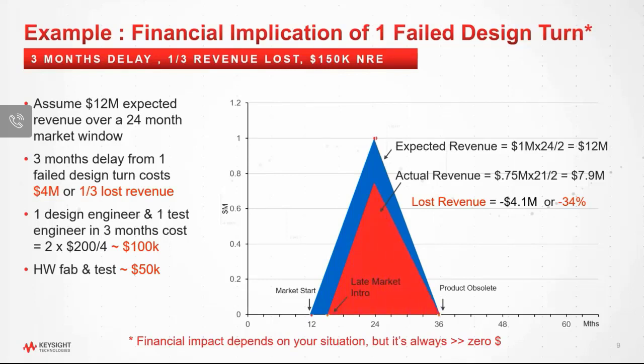The red triangle shows the effect of being 3 months late. The revenue ramps up to a peak and then down to 0 at the same time as the rest of the market. But because of the late start, 1/3 of the revenue is lost, which is in this case $4 million.